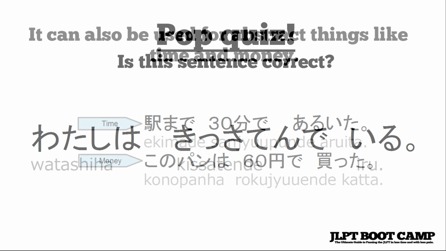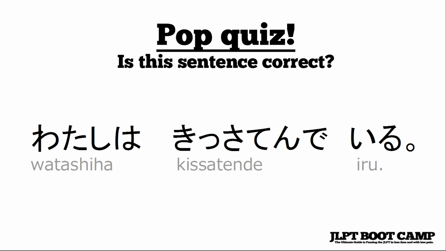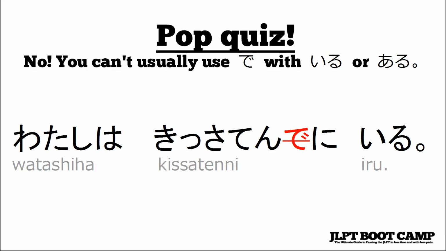So, are you with me so far? Let's have a little short pop quiz here. Is this sentence correct? Watashi wa kisaten de iru. No. You can't usually use de with iru or aru.